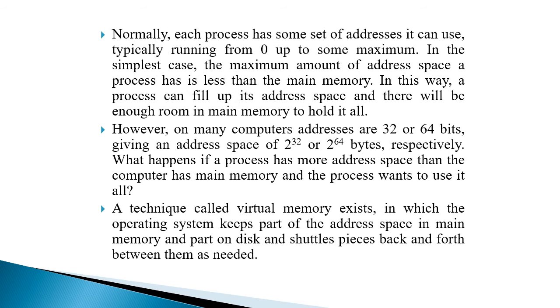In this way, a process can fill up its address space and there will be enough room in main memory to hold it. However, on many computers addresses are 32 and also 64 bits, giving an address space of 2 to the power 32 or 2 to the power 64 bytes respectively. What happens if a process has more address space than the computer has main memory and the process wants to use it all? So now I'll be able to answer this interesting question.